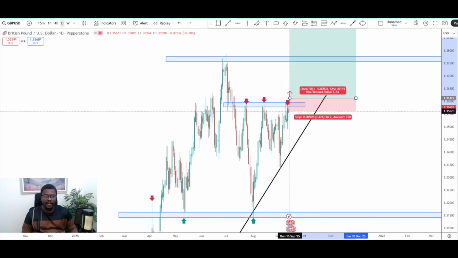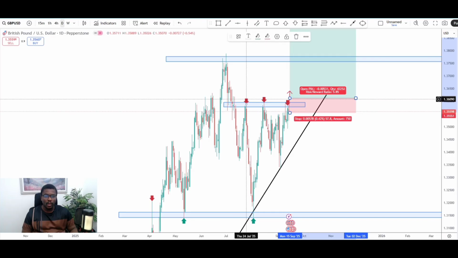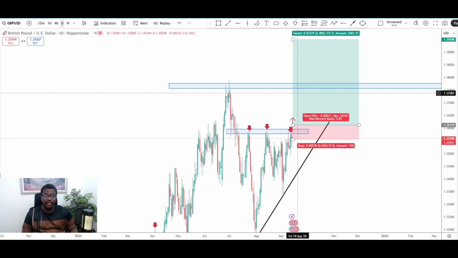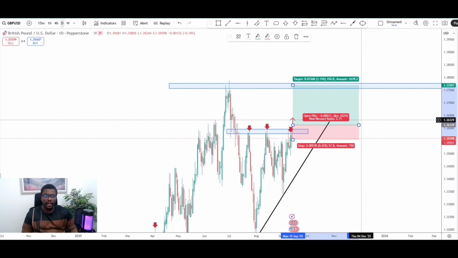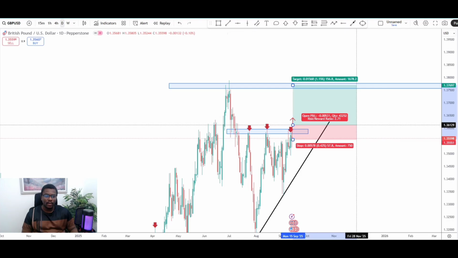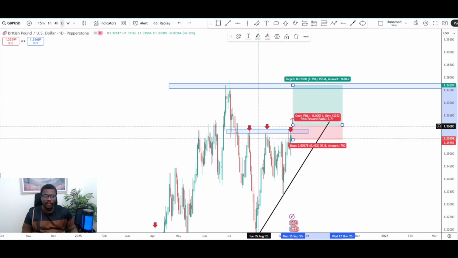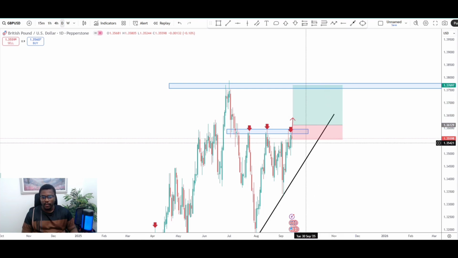My stop loss will be below the daily candle that breaks that resistance area, and the take profit would be at this next resistance area, giving me about a 2.7 to 1 reward to risk ratio. Okay, so that is my analysis for GBP USD.